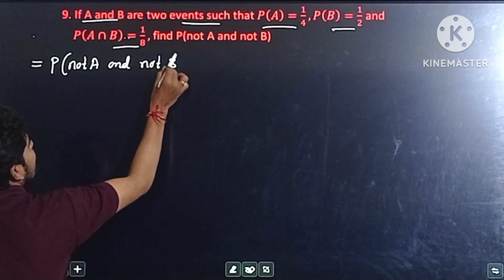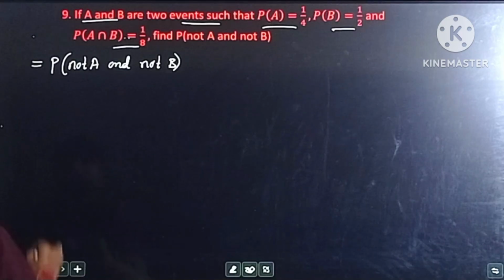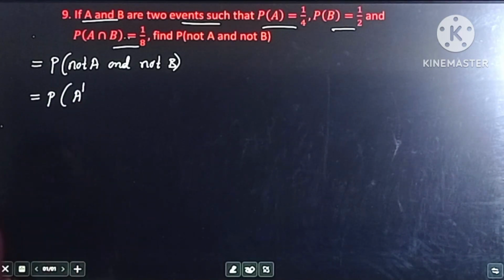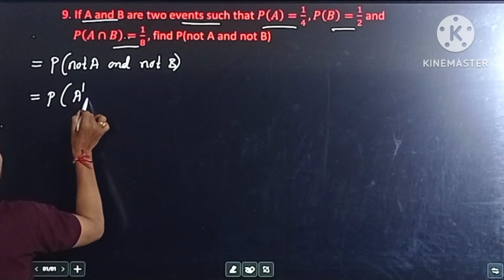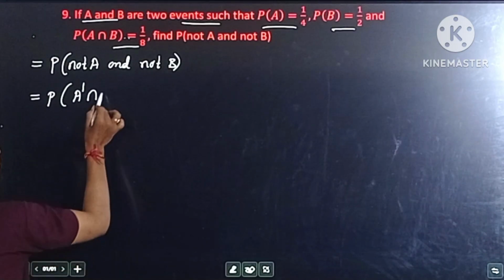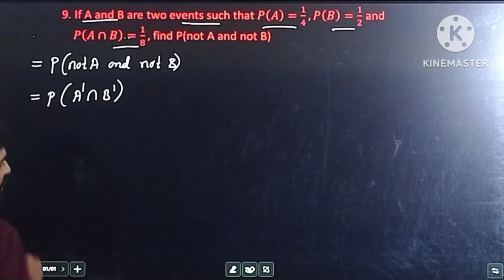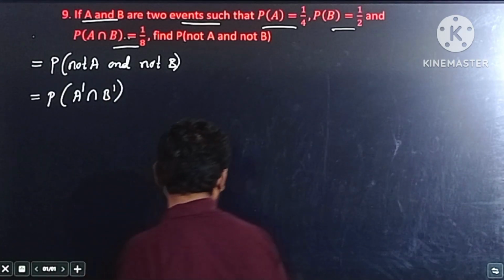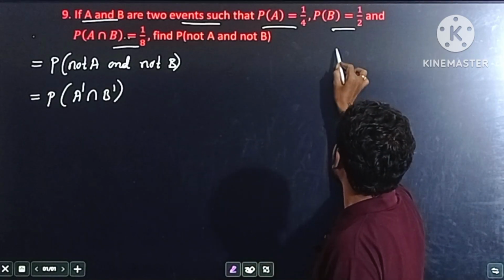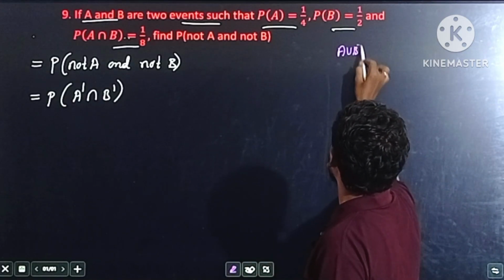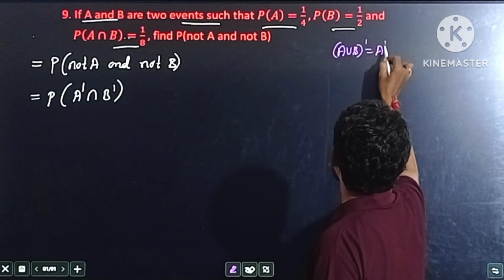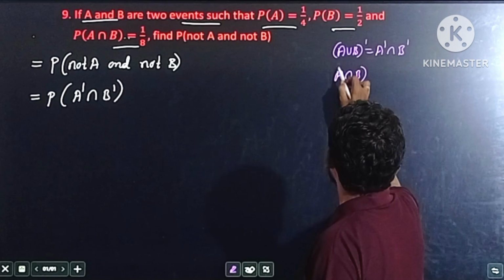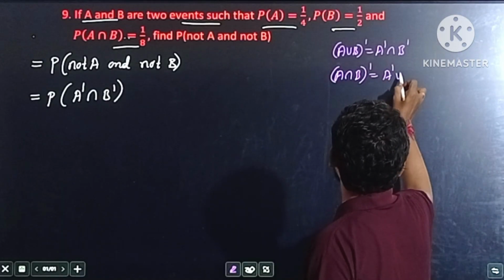So in this question we need to identify the value of probability of not A and not B. Firstly we need to write this mathematically. Not A is written as A dash or A complement, and not B is B dash or B complement, with intersection between them. Now, by using De Morgan's laws: A union B whole dash is equal to A dash intersection B dash, and A intersection B whole dash is equal to A dash union B dash.